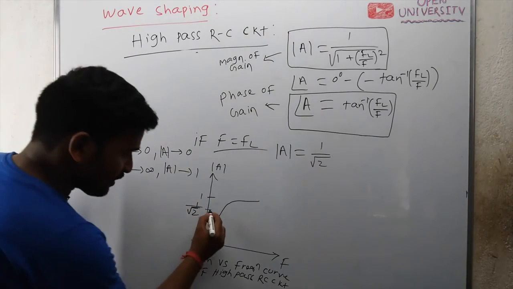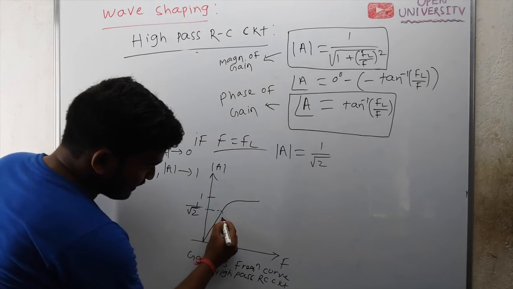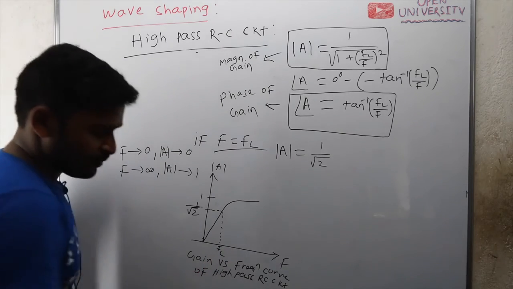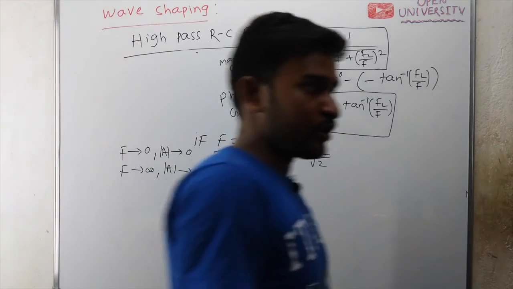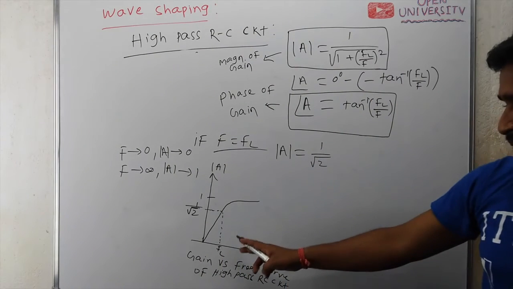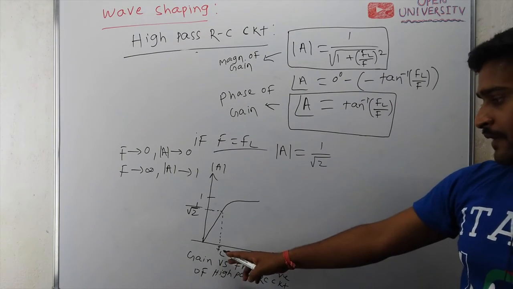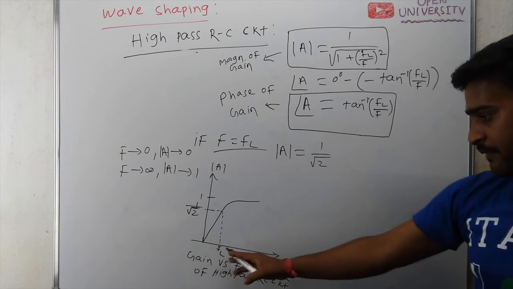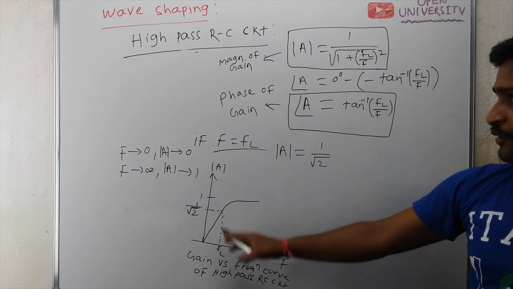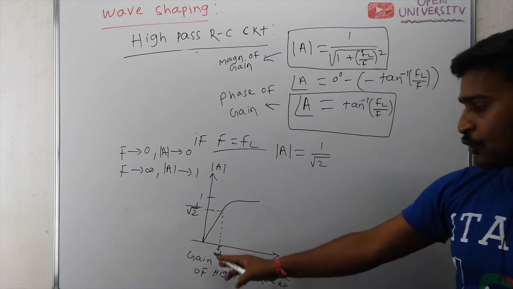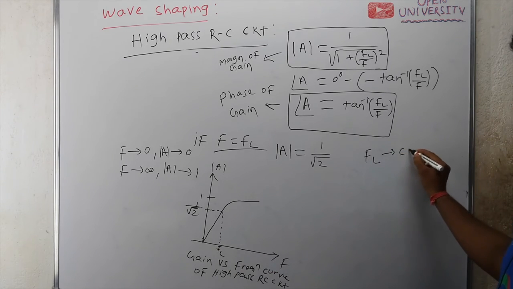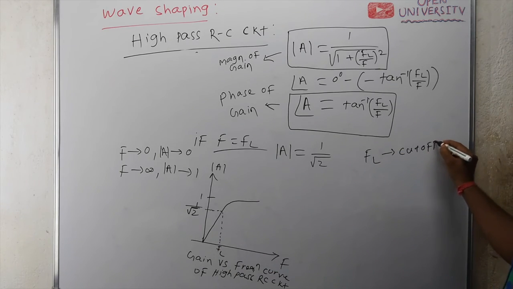The frequency at which gain becomes 1 by root 2 is called the cutoff frequency, or particularly the lower cutoff frequency. This fL is a lower frequency, and these are high frequencies. So your high pass RC circuit will have a lower cutoff frequency. fL is called the cutoff frequency of the high pass RC circuit.